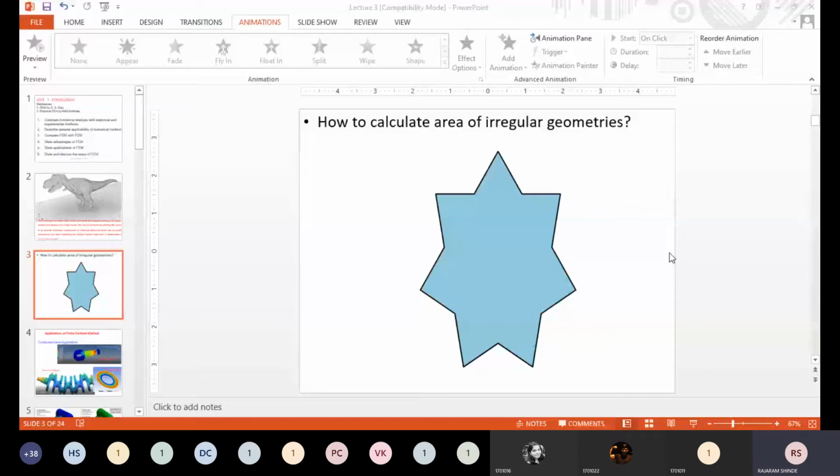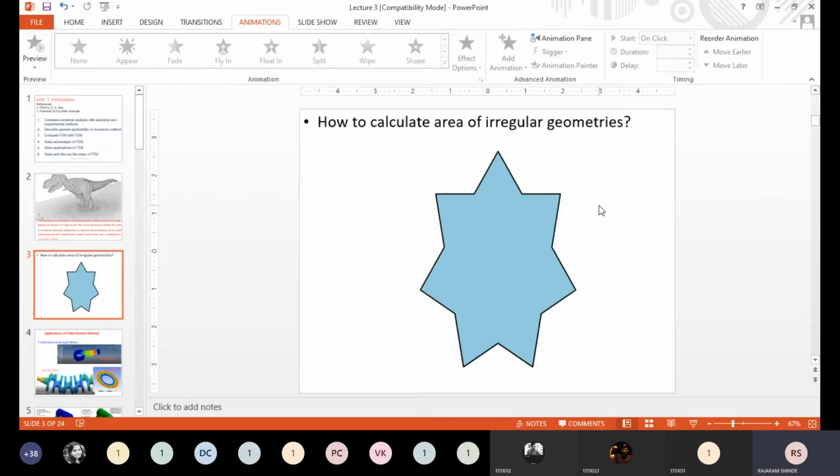Kunal Patil, can you tell how to find the area of this irregular geometry? Sir, by integration. Means we are dividing that into number of parts and then we are integrating it. Okay, that is one thing. Yes. That is one thing.